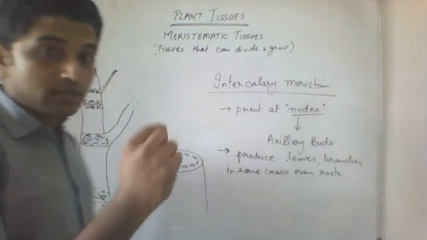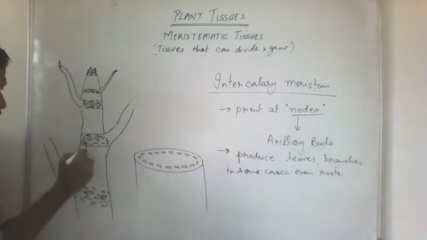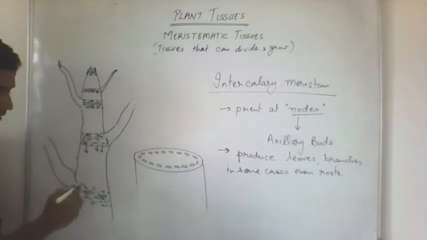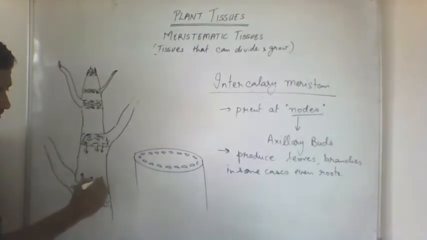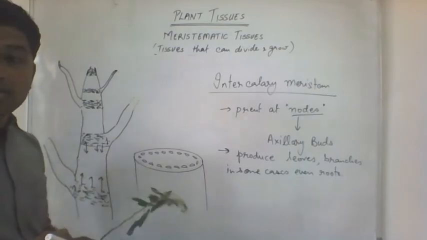It also causes the increase of length between nodes. These meristematic tissues are going to produce cells here also. So gradually what's going to happen? The length between the nodes will increase.